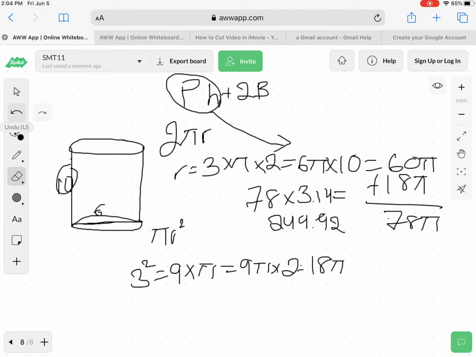So now you could either keep this answer and add units squared to the end, or you could just keep the other answer and add units squared to the end. The one I would suggest is 78 pi. But both are fine, and both should be accepted, unless it says calculate in decimal form.